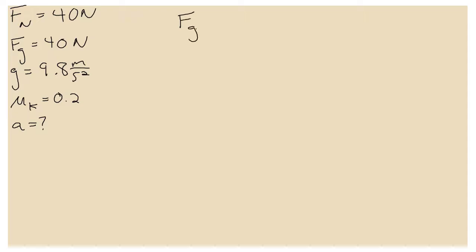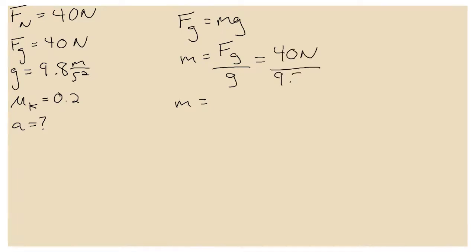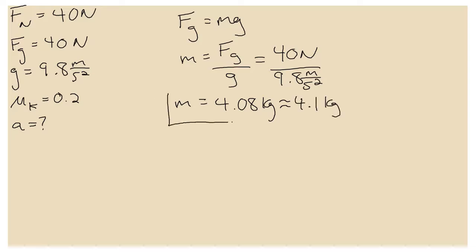And so we're going to use the equation Fg equals mg. And if we solve that for the mass, we get the mass is equal to Fg over g. And so when we plug in those numbers, we get the weight, 40 newtons, over 9.8 meters per second squared. And when you do that math, 40 divided by 9.8, you get 4.08 kilograms, which is approximately equal to 4.1 kilograms. And so there's our mass.